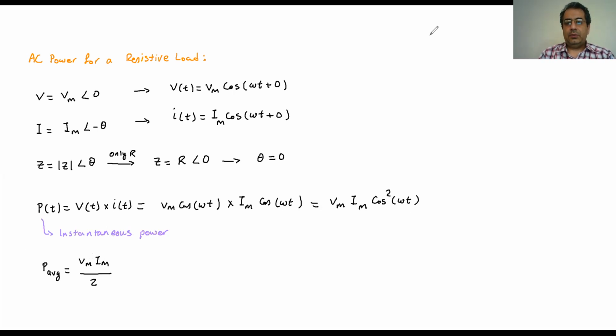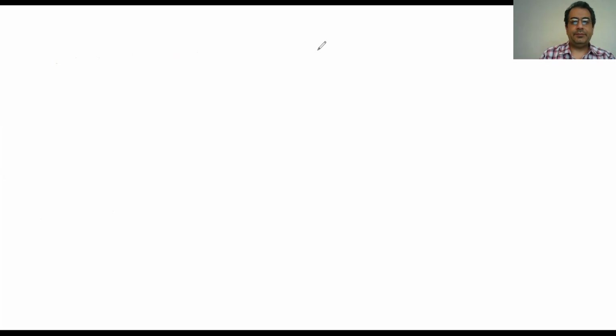Now let's look at what would happen if we have only an inductor in the system. So we'll say the AC power for an inductive load. This means that there is no resistance and no capacitance in the system. Then what would we have in this case?